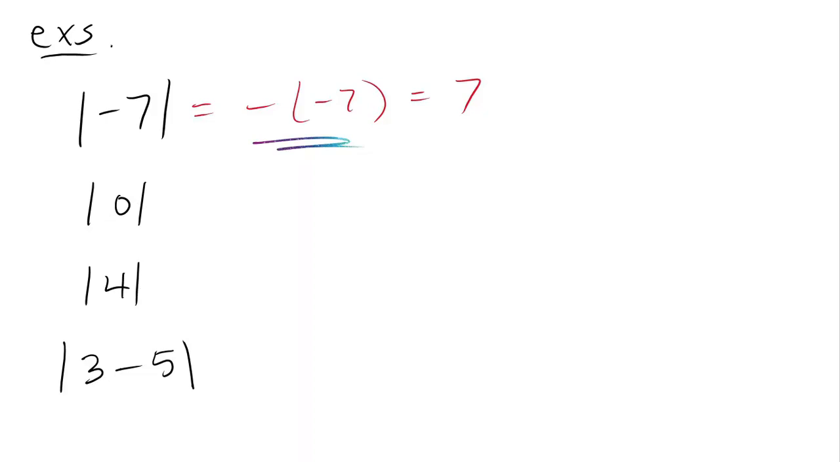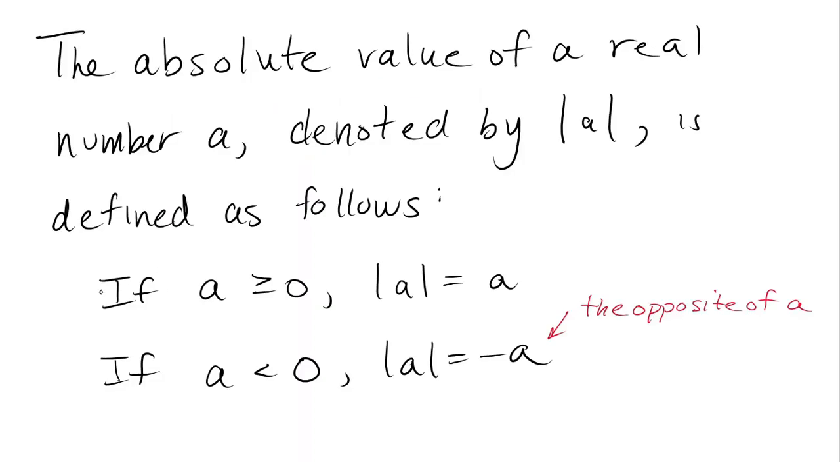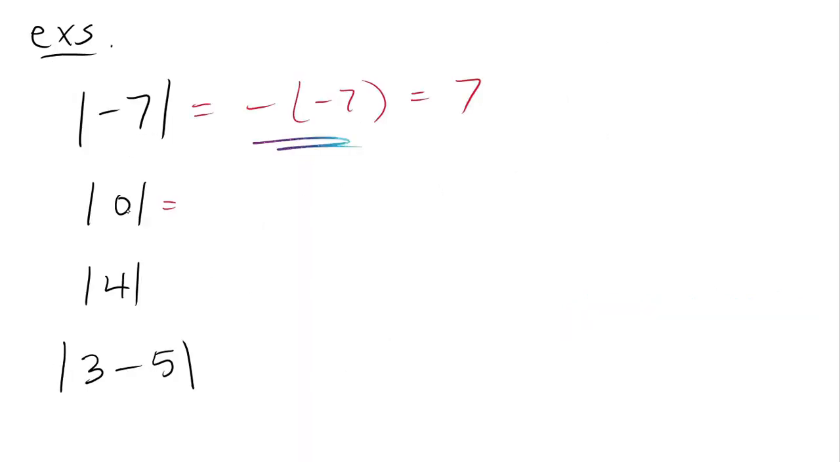The second one says the absolute value of 0. Going back to our rule, we're in our first condition. If A is greater than or equal to 0, the absolute value of A is just itself. So since this input is greater than or equal to 0, we just recopy it. The absolute value of 0 is 0. 4 is also greater than or equal to 0, so it falls under the same rule. The absolute value of 4 is 4.